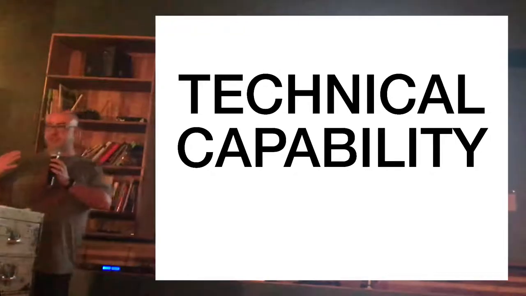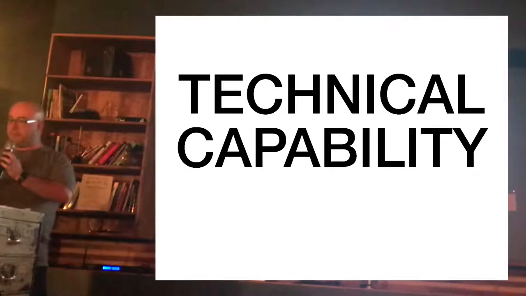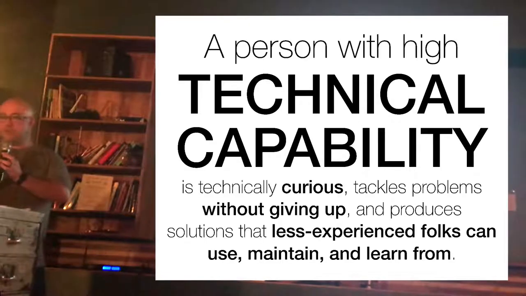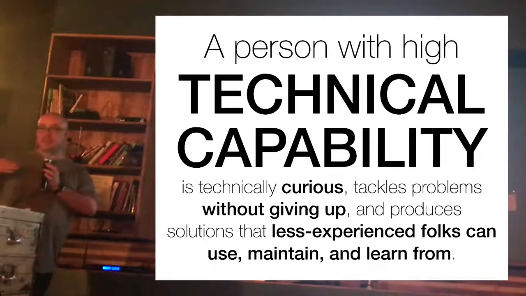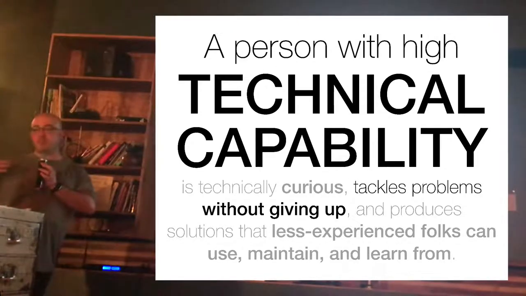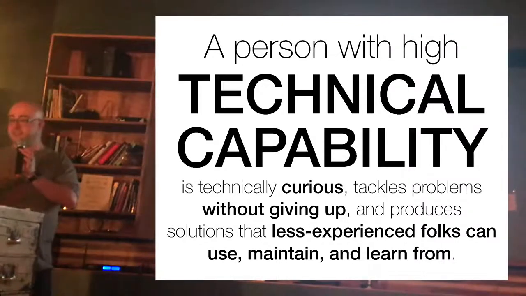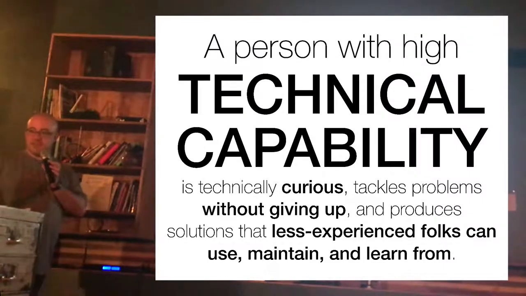No one is under any illusions that a senior developer shouldn't be very capable from a technical perspective. But what does that really mean? A person with high technical capability is technically curious, tackles problems without giving up, and produces solutions that less experienced folks can use, maintain, and learn from. Writing code that only you can understand and maintain is not doing anyone any favors. That is not how you win friends and influence people.